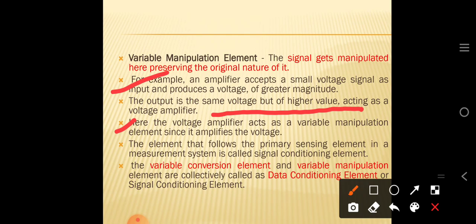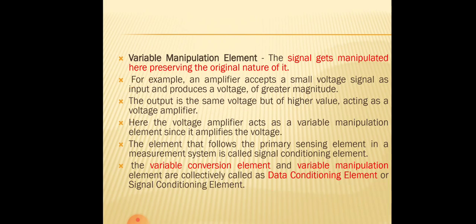The next point is, the element that follows the primary sensing element in a measurement system is called a signal conditioning element. The variable conversion element and the variable manipulation element are collectively called the data conditioning element. So the data conditioning element means what? It is a combination of two, variable conversion element plus variable manipulation element, means conversion plus manipulation. Both the functions are done where? In the data conditioning element. So this is about the third block of this system.